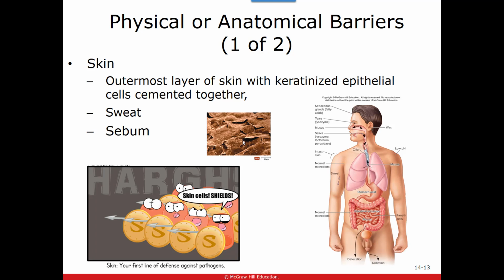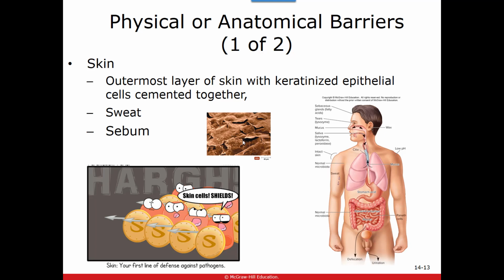Again, that changes the osmotic gradient. Microorganisms don't like salt, and so that salt can inhibit a lot of microorganisms. Not all, but a lot. Our sweat contains some antimicrobial proteins that can inhibit microbial growth, and it can even contain an enzyme called lysozyme that can inhibit or stop bacterial growth.